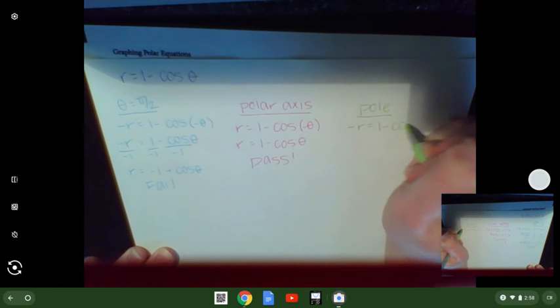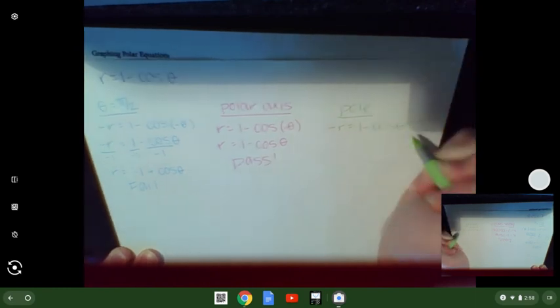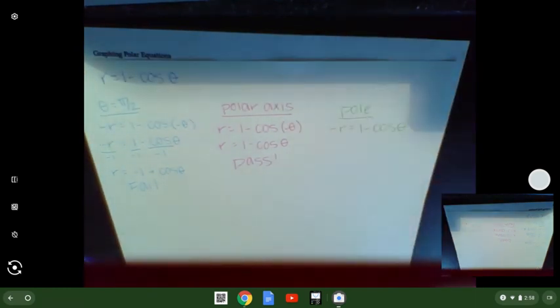Now, Mrs. P, do I have to test for all three if I can just see that it's not going to pass? For the purpose of the extra credit in the project, then yes, I still want to see all three.